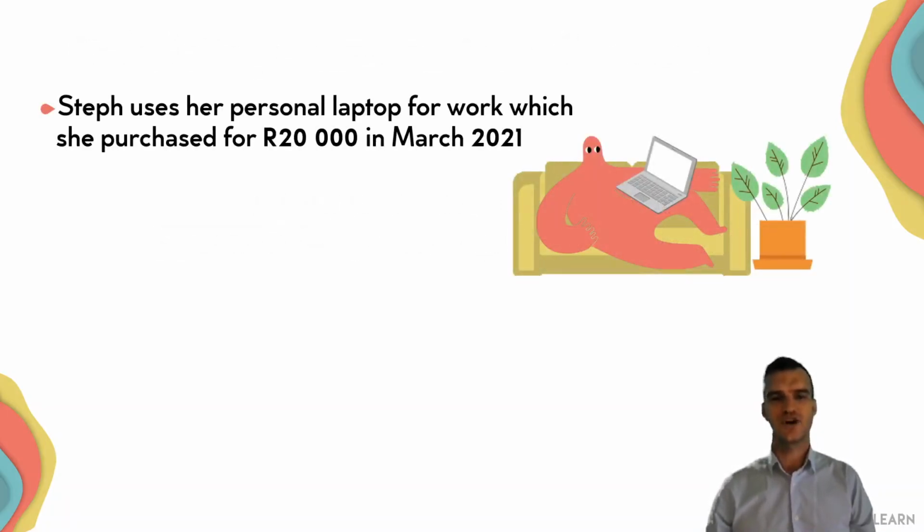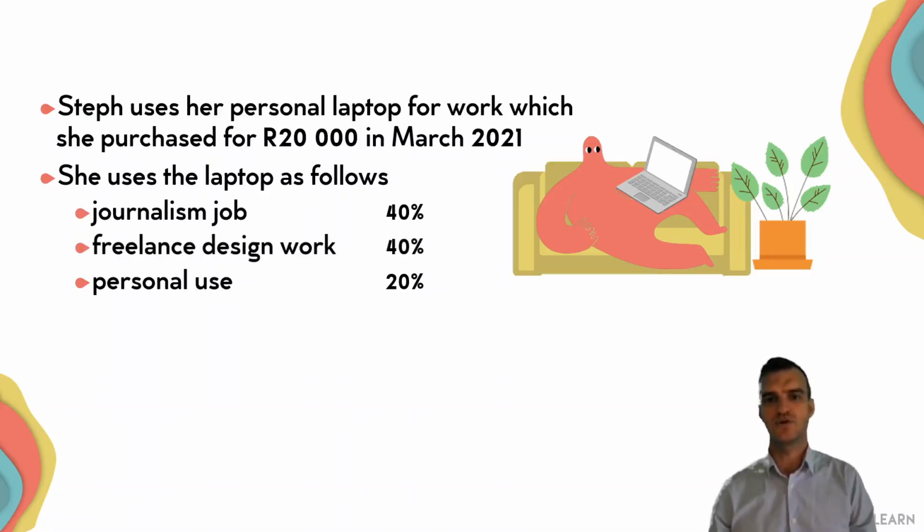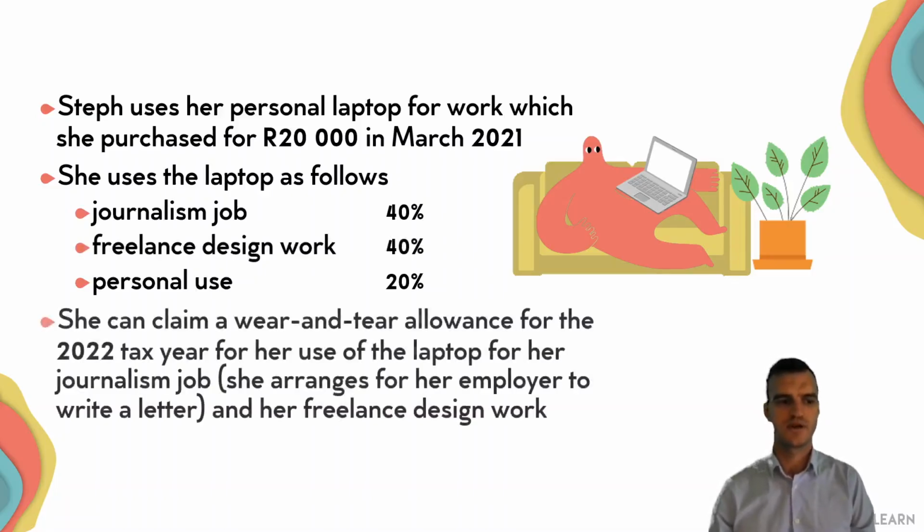Now, looking at an example of Steph, she bought a personal laptop for 20,000 Rand in March 2021, and she uses this laptop for work purposes. She uses it 20% of the time for personal use, but apart from that, she uses it for a journalism job and for her freelance design job. Because of this, she can claim a wear and tear allowance for the 2022 tax year.